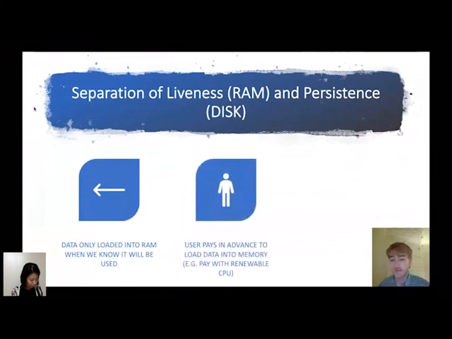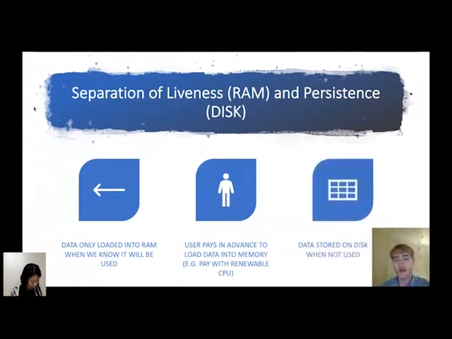The user has to pay in advance. And when I say pay, I don't actually mean pay in EOS or pay in some token. What I mean is it'll use the same renewable resources that you're already used to, like CPU. So you have some allotment of CPU time that you share and that recovers. You will use this as well in order to pay in advance for memory time, for time that you can access your data, the liveness of your data. But your data is always stored. It's always persistent, just like it is now on disk and when it's not used.